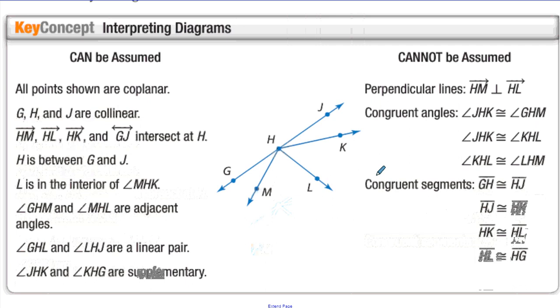Here's a list that the book supplies of things that are fair to assume for the following figure and things that are not fair to assume based on the following figure. It might be wise if you read through these, read which ones are fair to assume and which ones are not fair to assume. Essentially, unless it's marked, you probably cannot assume things like congruent or perpendicular. You can assume things like points that appear on a line, or angles that appear to make an angle, but you can't assume much more than that besides the fact that they're there.